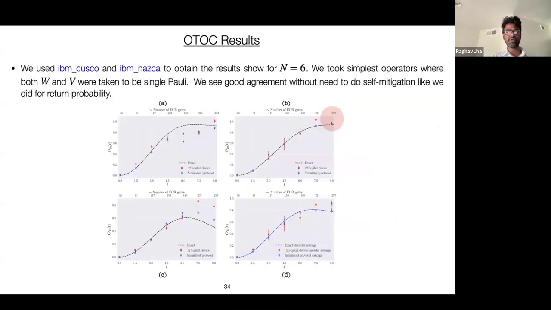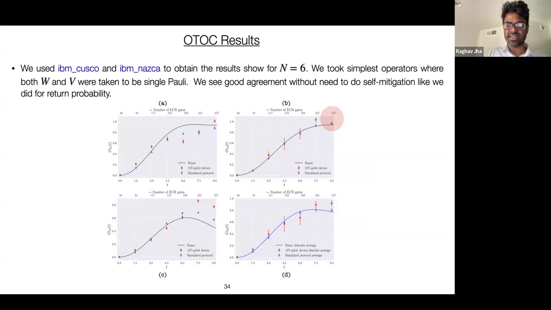Right? So we computed the OTOC on the same 127 qubit processors, which are IBM Cusco and IBM Nazca. And for n equal to 6, the results are shown here. We go to a depth of about 260 ECR gates. And in this case, the black is still the dashed line. Note that the last panel is the disorder average over the first 3 instances.